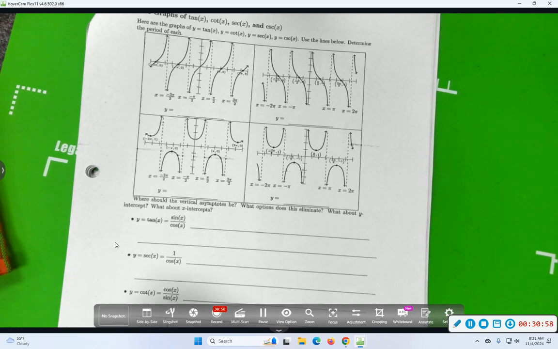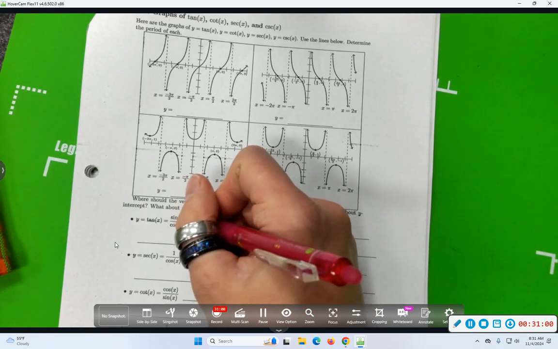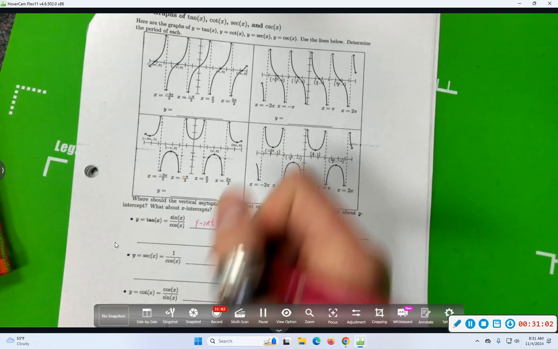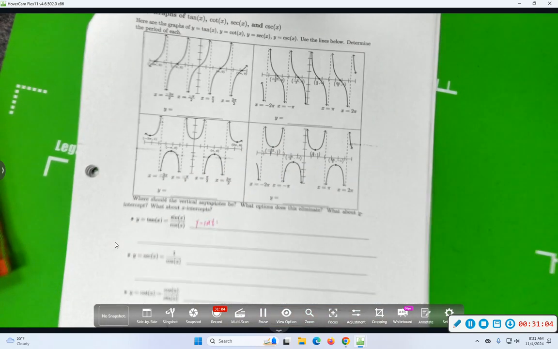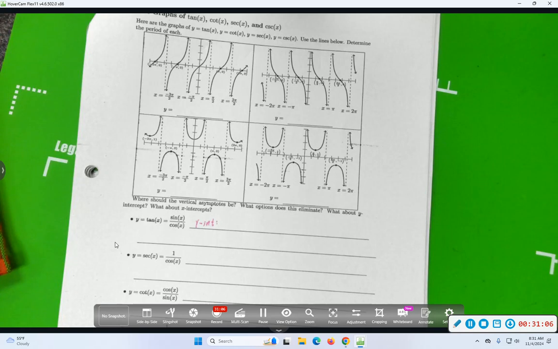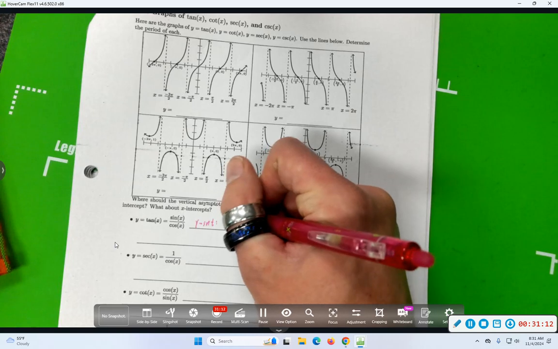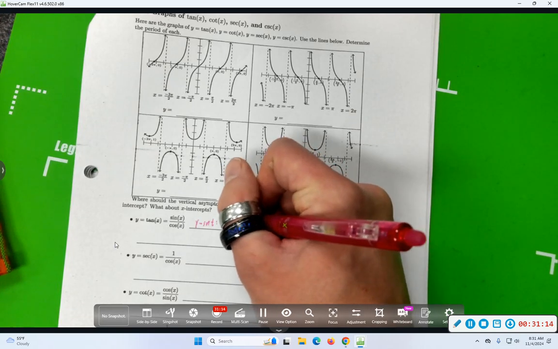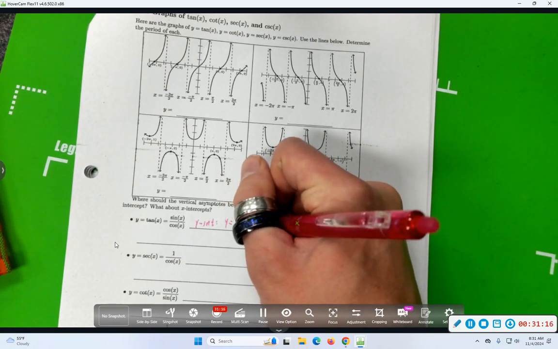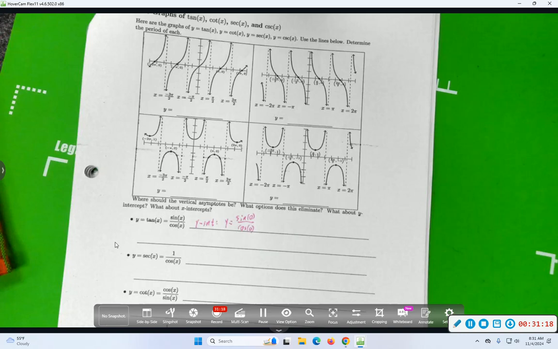So, how do you find the y-intercept of anything? Plug in 0 for x. So that means I need to compute sine of 0 divided by cosine of 0, or just tangent of 0 directly. Are those numbers that you just know?